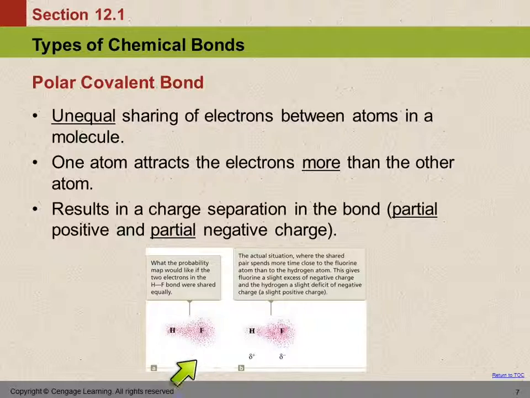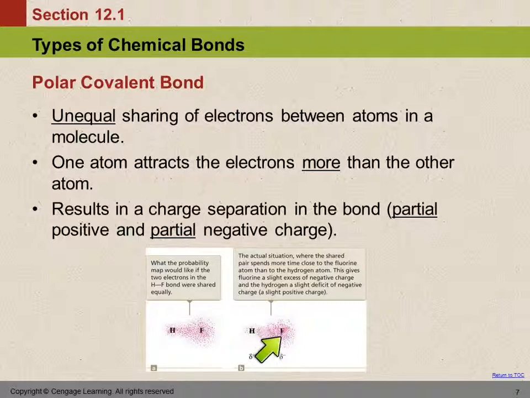Fluorine hogs the electrons. It's kind of like sharing covers with your husband in bed, and somehow you always just get a little bit, and he's got most of the blankets. It's unequal sharing. So here, fluorine is hogging the electrons, still sharing with hydrogen. Hydrogen didn't give its electron up, but they're not being shared equally. And so this results in a little bit of a charge separation.